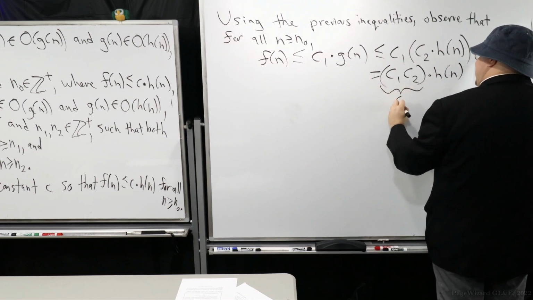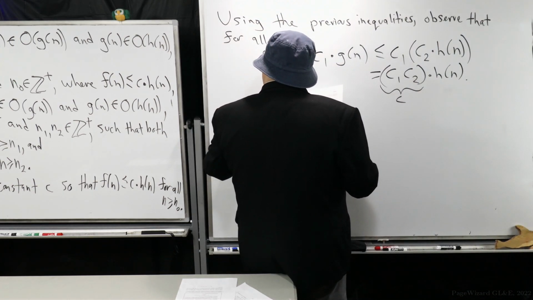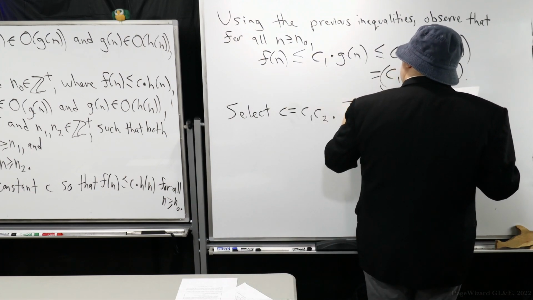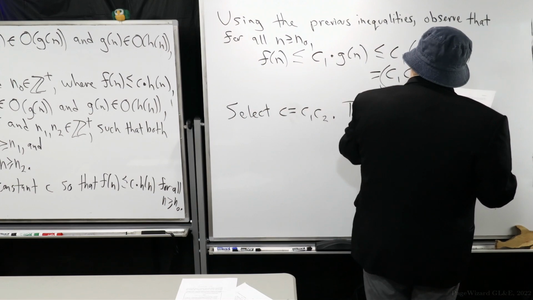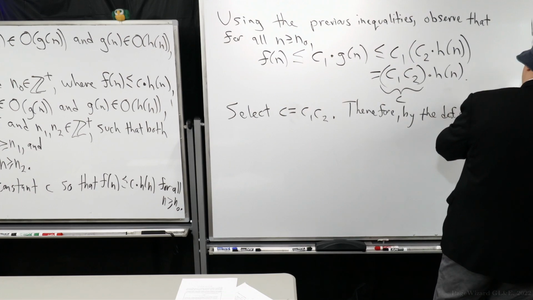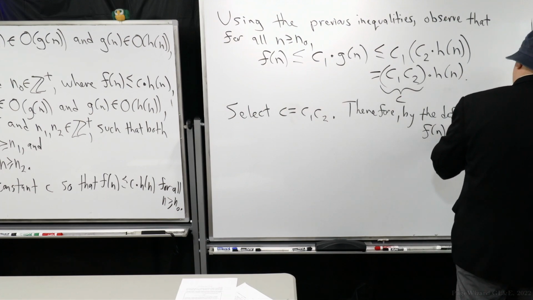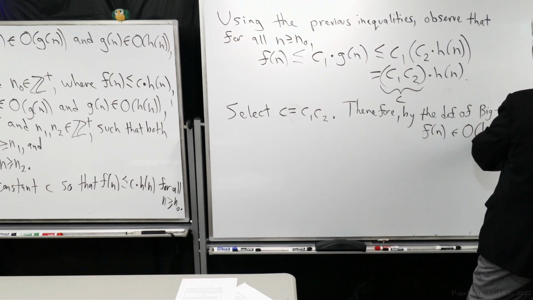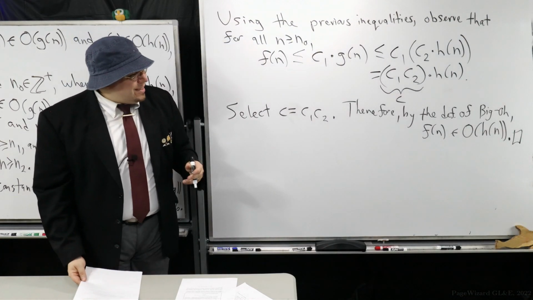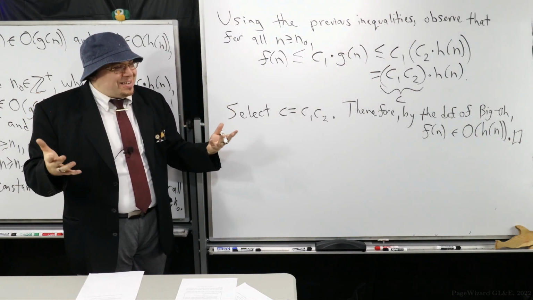And what's this? Well, you could pick this to be c, right? So I'm just going to select c to be equal to c1 times c2. Therefore, by the definition of big O, f is big O of h. And we're done, right? Because that's what this states. And that's how we can prove the transitive property. Now we know that big O has the transitivity property.